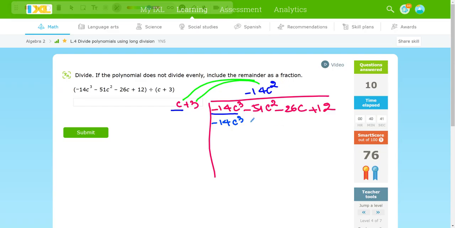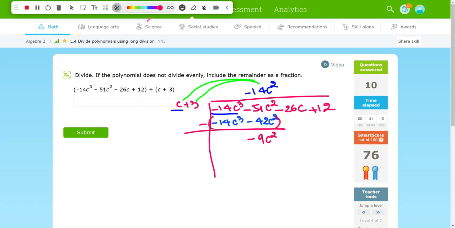That becomes negative 42c squared. All right. Now I put in parentheses and then subtract. Okay. So you can see the cq part is gone. Subtract becomes plus 42c squared. So negative 51c squared plus 42c squared, that becomes negative 9c squared.